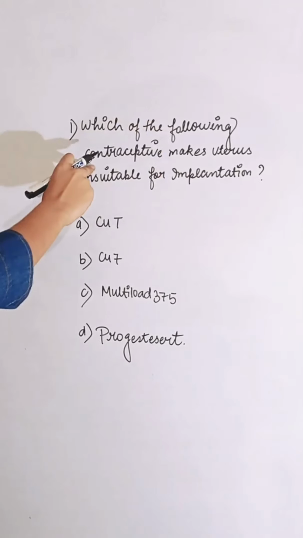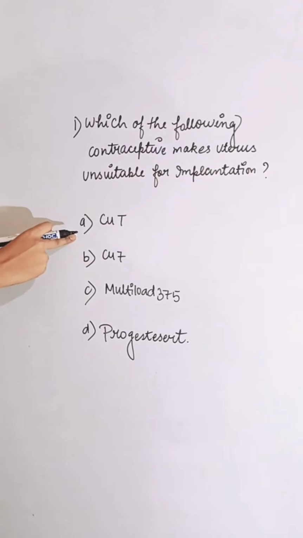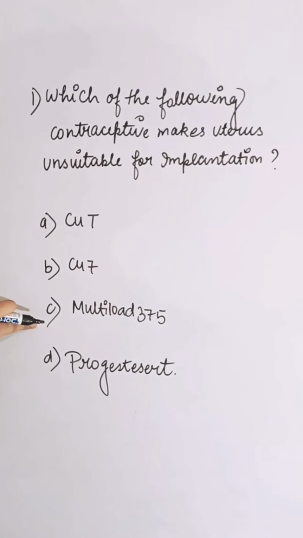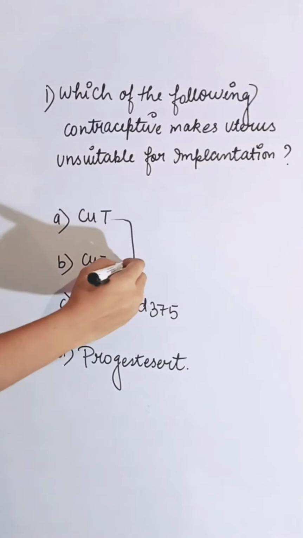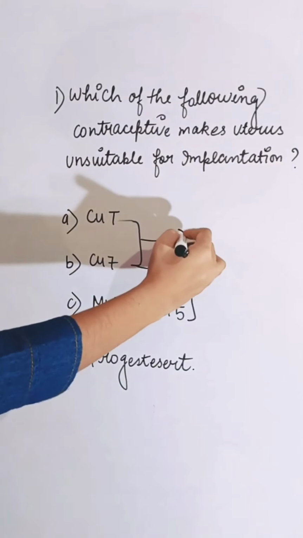Which of the following contraceptives makes the uterus unsuitable for implantation? First option CuT, second is Cu7, third is Multiload 375, fourth is progestin. CuT, Cu7 and Multiload 375 is A.